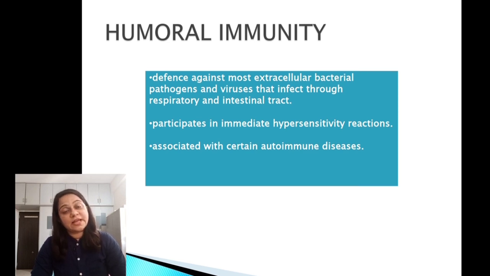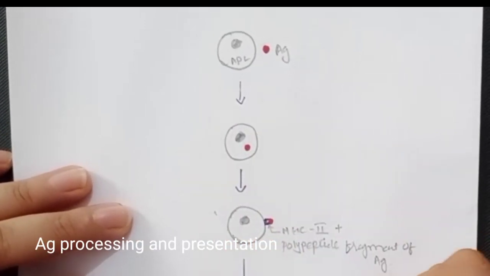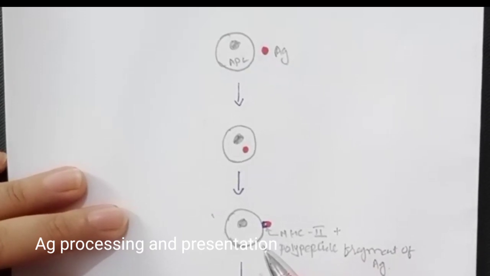Always remember that B lymphocytes themselves act as antigen presenting cells. So during the mechanism of activation of the humoral immune response, B lymphocytes don't require antigen presentation. They can directly bind with the antigen. This is a diagrammatic representation of the mechanism of humoral immunity.